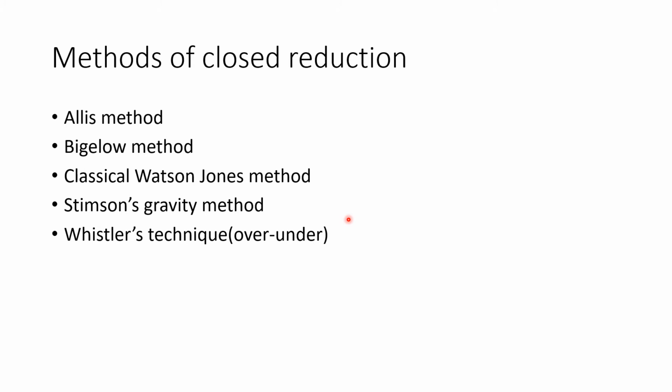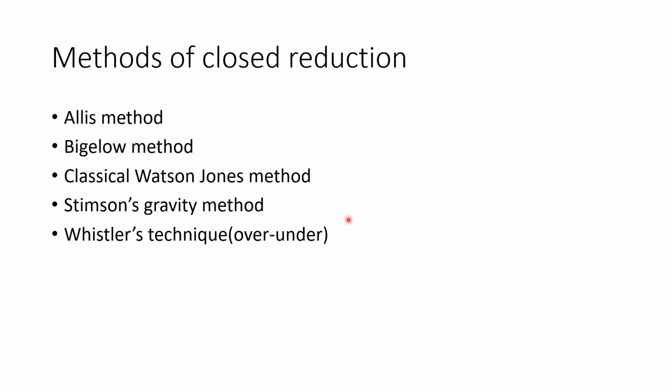So there are two methods to reduce the hip joint. One is a closed method and the other is the open method. Open method is also known as the surgical method. Whenever a patient comes with a dislocation, we have to always try for a closed reduction first. If closed reduction fails, then we can go for an open reduction afterwards.